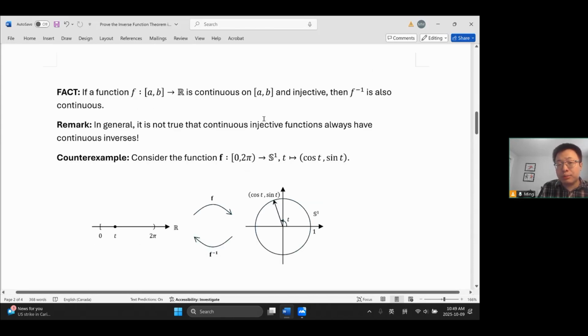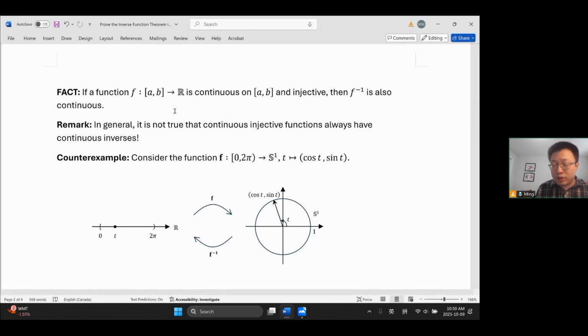So now we should be able to appreciate this fact a bit more. That is, when f is a function defined on a closed interval, and also f is continuous and injective, f inverse is also continuous. In general, if you have f that maps from a compact metric space to some other metric space, and f is continuous and injective, then we can say its inverse is also continuous. Let me know if you wish to see a proof of that fact. But for now, let's focus on the proof for the inverse function theorem in 1D.